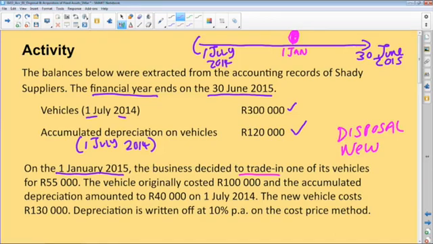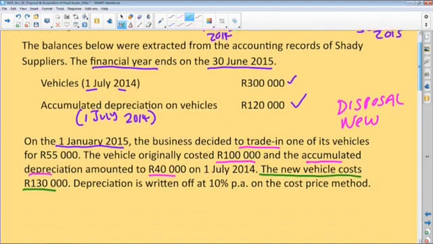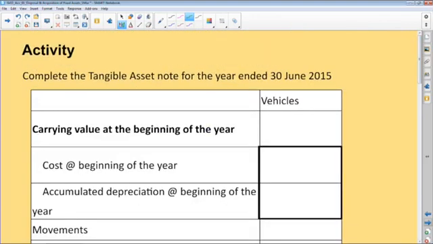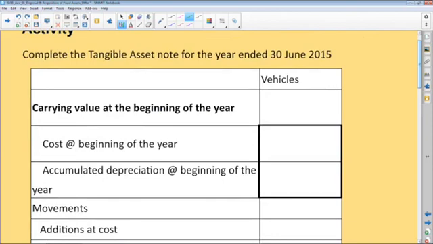The vehicle originally costed 100,000, so this is obviously the vehicle that we're disposing, and the accumulated depreciation amounted to 40,000 on the 1st of July 2014. The new vehicle costed 130,000, so let's highlight that in a different color. The new vehicle costed 130,000, and then they're giving me information about depreciation is written off at 10% per annum on the cost price method. Right, what is required for me to do? Okay, they want me to complete the tangible asset note.